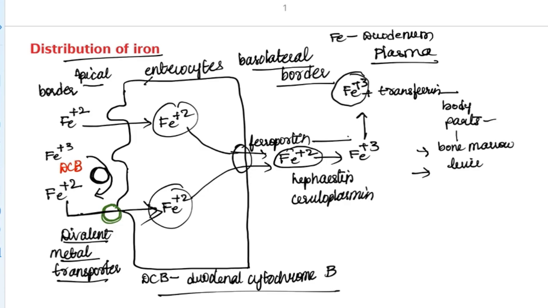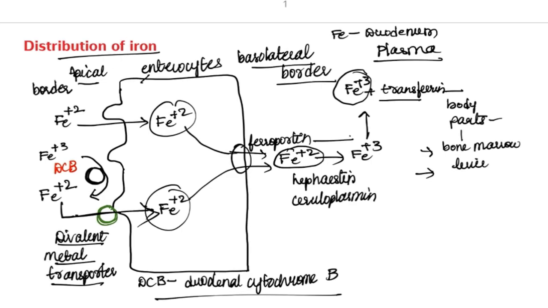This Fe+3 binds to transferrin. So whenever iron needs to be transported in our body, it needs to be bound to transferrin. When iron binds with transferrin to form the iron-transferrin complex, it gets transported into different body parts like bone marrow for formation of RBCs and liver for storage of iron.